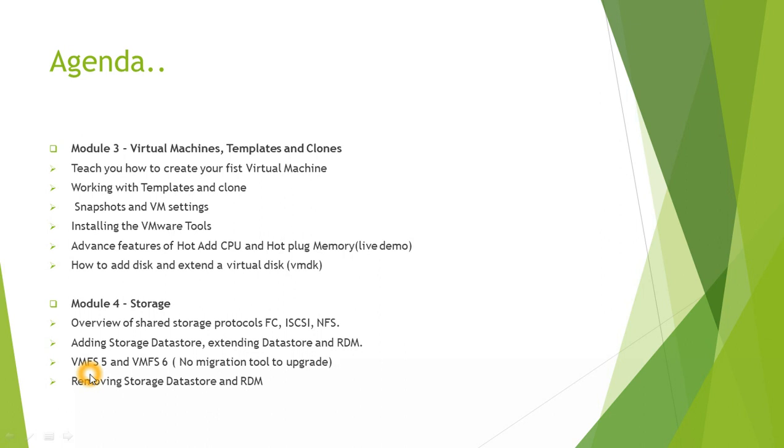I'll show you how to migrate from VMFS 5 to VMFS 6. There's no migration tool, but there's a process you need to follow to decommission the old VMFS 5 file system and then reconfigure the same LUNs with VMFS 6. So we'll look into that. And then I'll show you how to completely decommission or remove a storage datastore or an RDM, which is basically the process you need to follow to decommission a datastore.